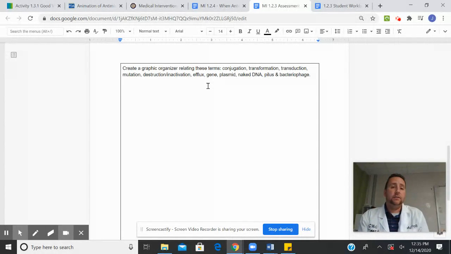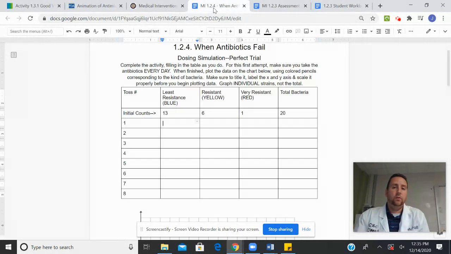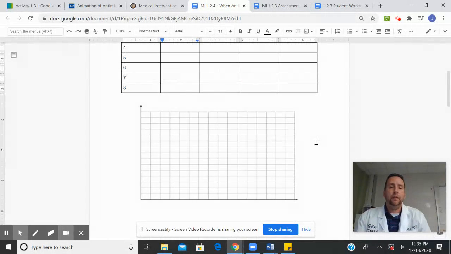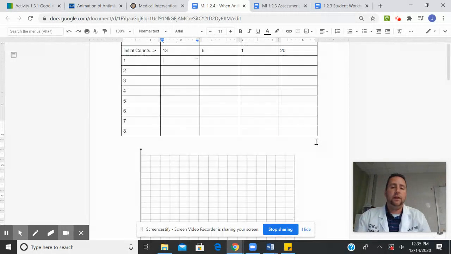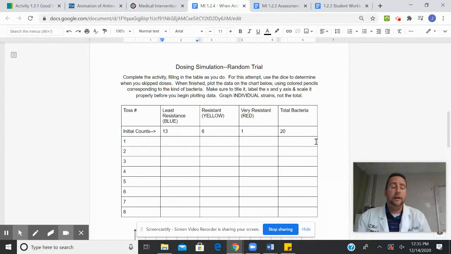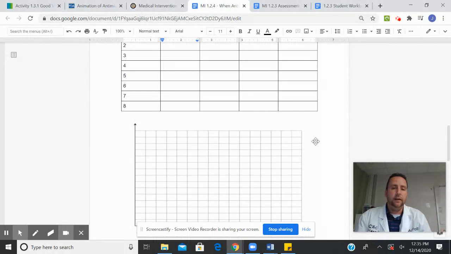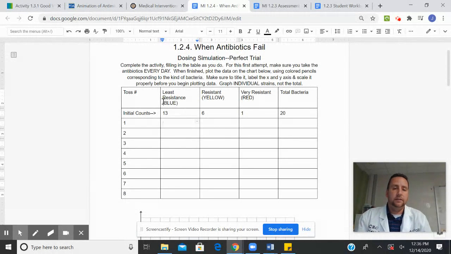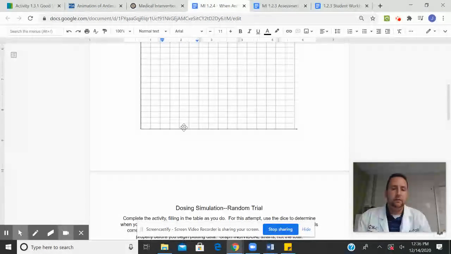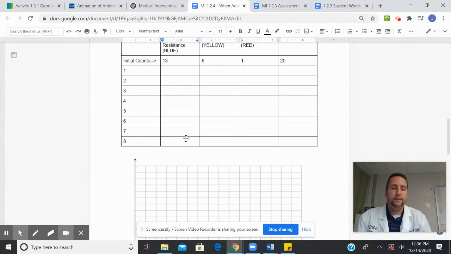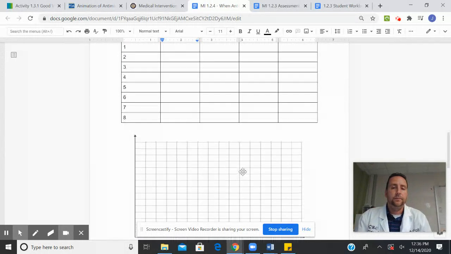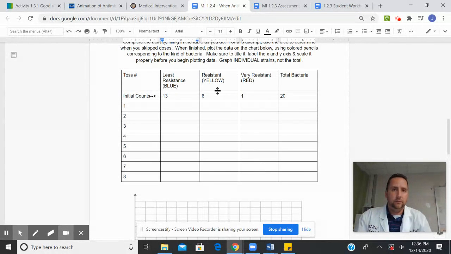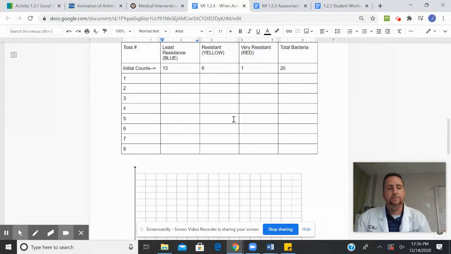And then additionally, you have really 3 assignments due this week. The third is the When Antibiotics Fail. Hopefully you've done a lot of this. You've done the perfect trial. Hopefully you've also done the random trial. You should have done that in class and graphed the 3 lines: the resistant, least resistant, and very resistant bacteria. While we graph those 3 lines, remember you need a red line for the very resistant, a yellow for the resistant, and a blue for the least resistant.